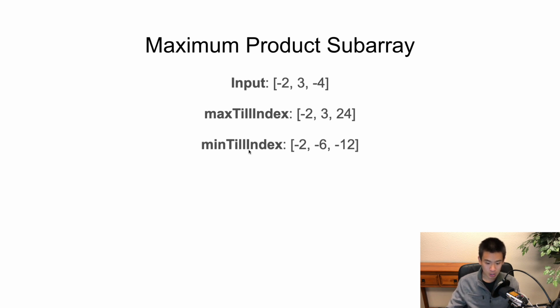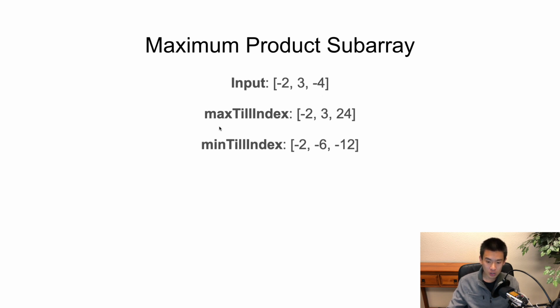So min till index will calculate the smallest product leading up to that index, okay? It's like the polar opposite of max till index. And why would we try to calculate the smallest product leading up to a given index? Because again, the larger the negative number, we get a larger positive number if one of the input numbers is negative.